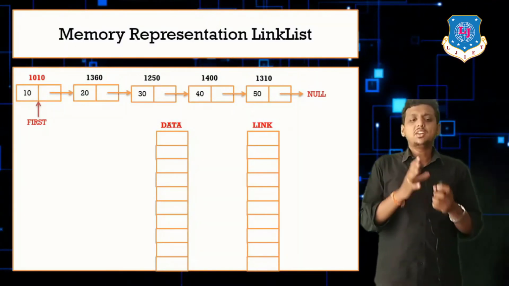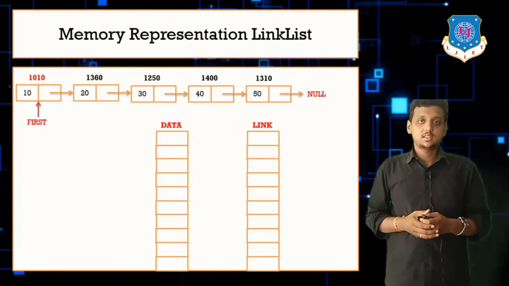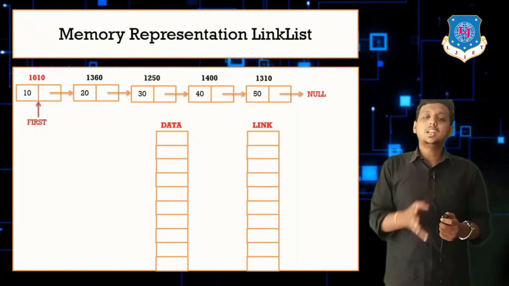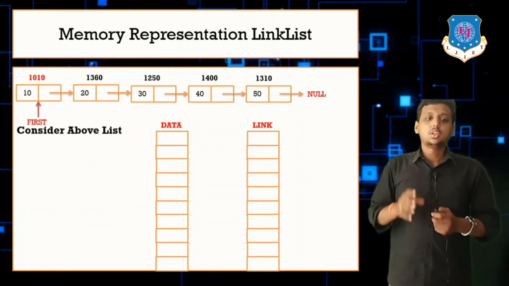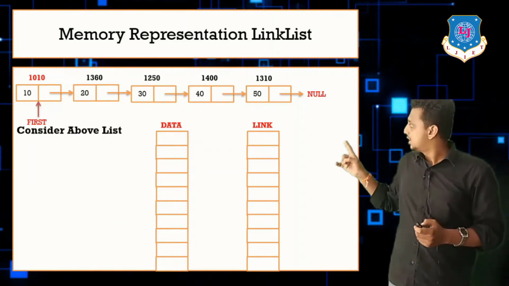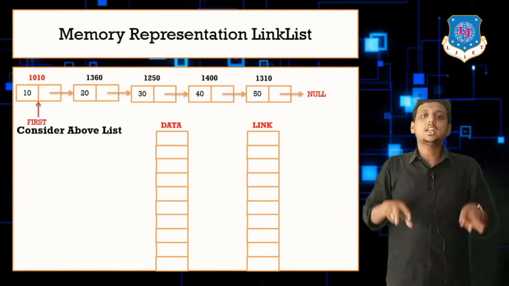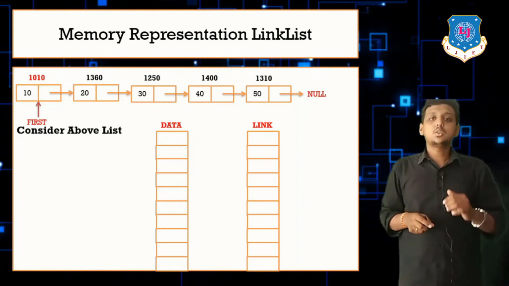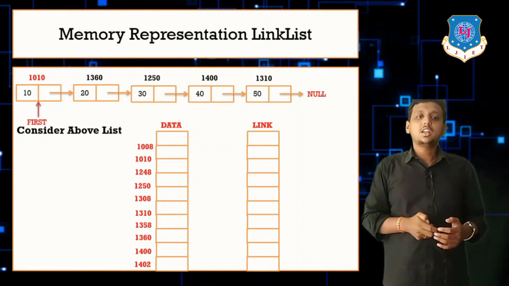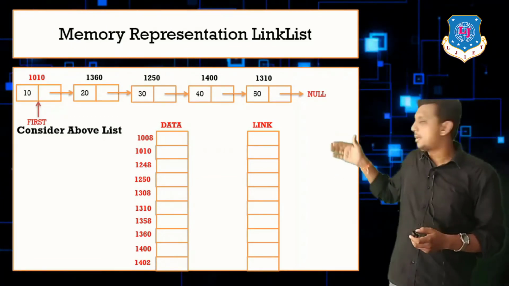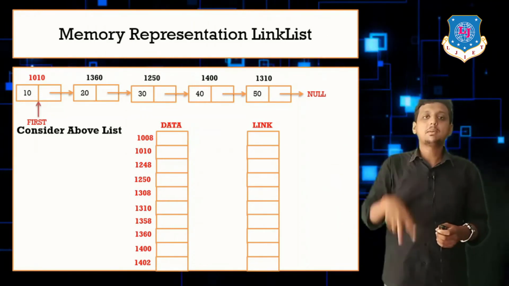Whenever I am trying to represent a linked list, I need two different arrays. One stores the data, another stores the links. How? Let me show you. Just consider the above linked list, and here I am representing it by using two different arrays. So the memory representation of the linked list may look like this. These all are the memory sections, and the data array contains all the memory.